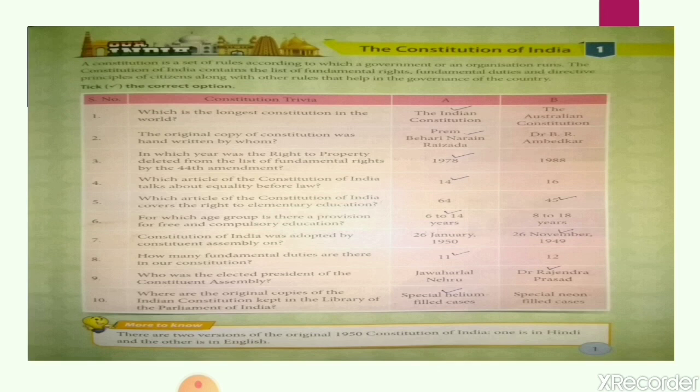Then the sixth question is, for which age group is there provision for free and compulsory education?